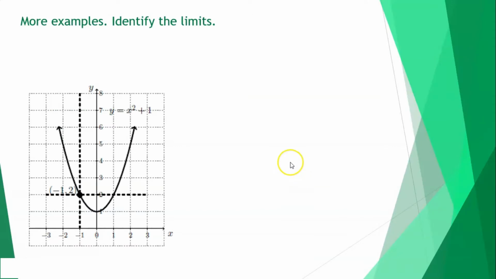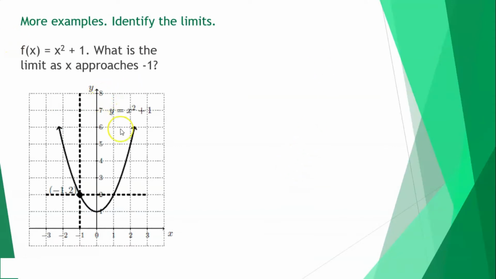Another, given y is equal to x squared plus 1. What is the limit as x approaches -1? At this point, this is our graph. As it approaches -1 from the right, it is approaching 2. As x approaches -1 from the left, the value is also 2.